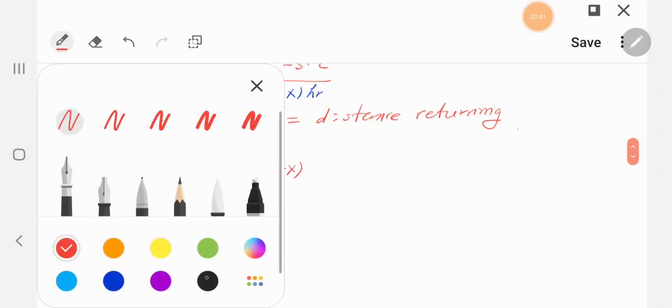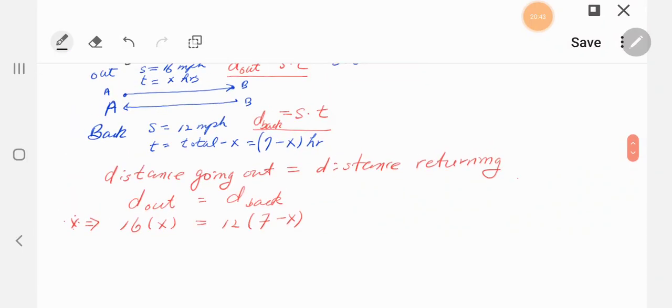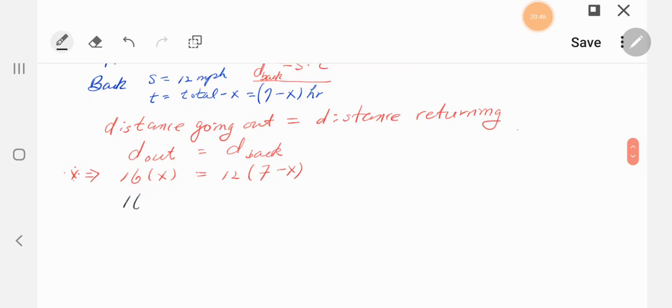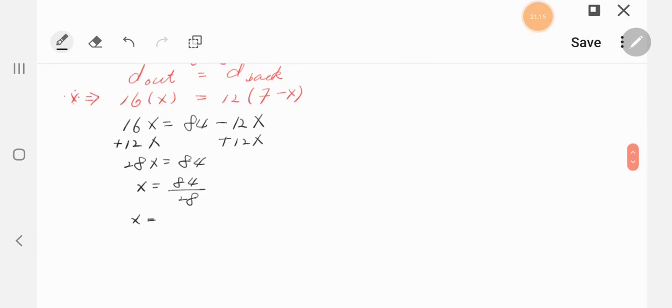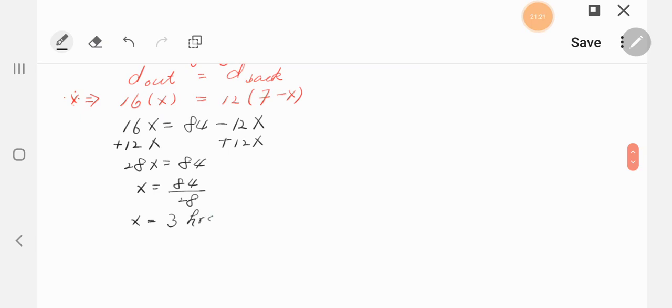Okay, so let's solve for x. All right, then this is 16x, and 12 times 7 is 84 minus 12x, right? Then let's move minus 12x to the left, so plus 12x. Then 28x is equal to 84. Divide each side by 28. Then x is equal to 3. Yes, 3. So x is 3 hours.